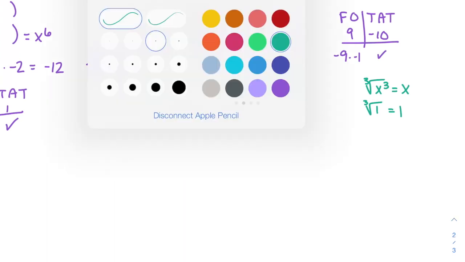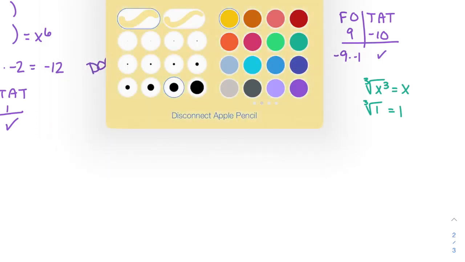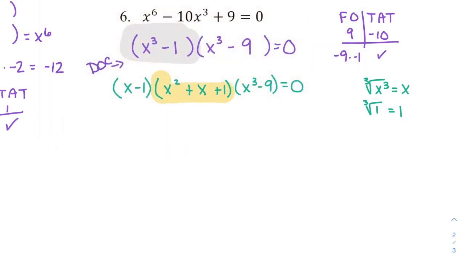Now I'm completely factored. This quadratic here does not factor. I'll do a different color so it doesn't look like that's the answer. This doesn't factor. So quadratic formula.